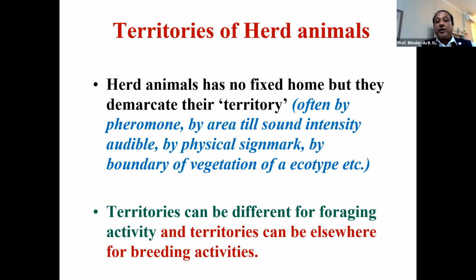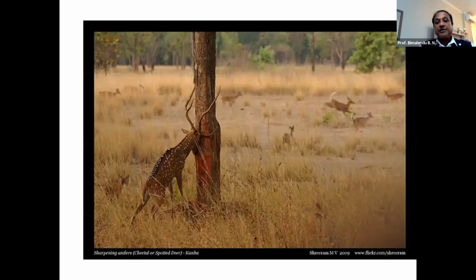Territories can be different for foraging activity. Territories can be for breeding activity. Many times for breeding activity, a different type of place, a different geographical area, is chosen. Sometimes for foraging, that is called food procurement, a different type of territory is used.